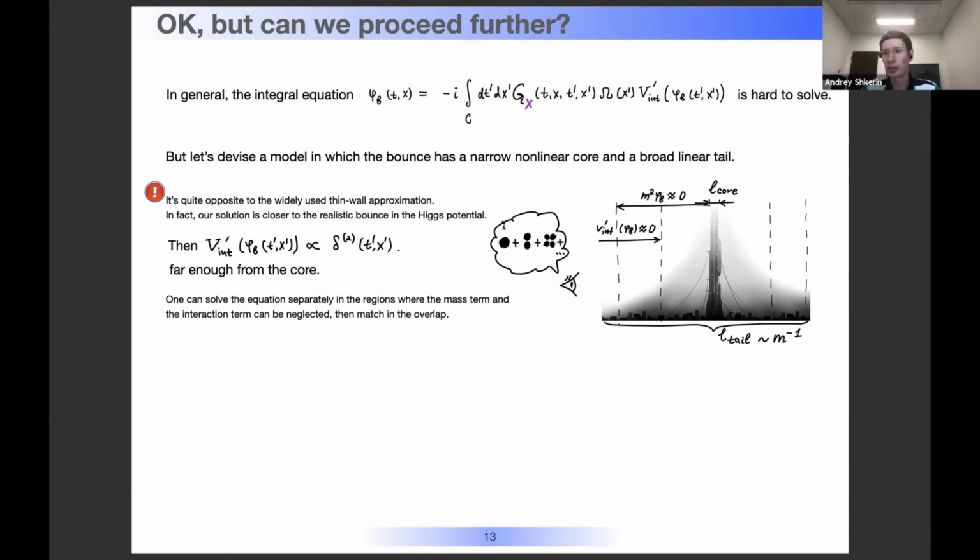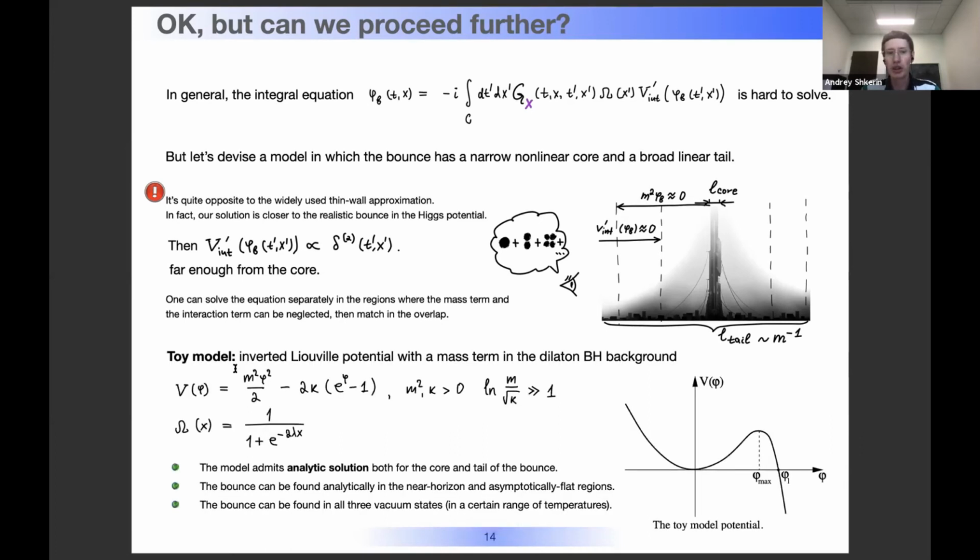So the procedure is the following. We can look for the bounce solution separately in the two regions. In the inner region, where we can neglect the mass term, since nonlinearities are important, and in the outer region, where we can neglect the nonlinear term. And then hopefully there will also be some overlap region where both approximations are applicable, and we can match the two pieces of the solution, and we can recover the full bounce solution.